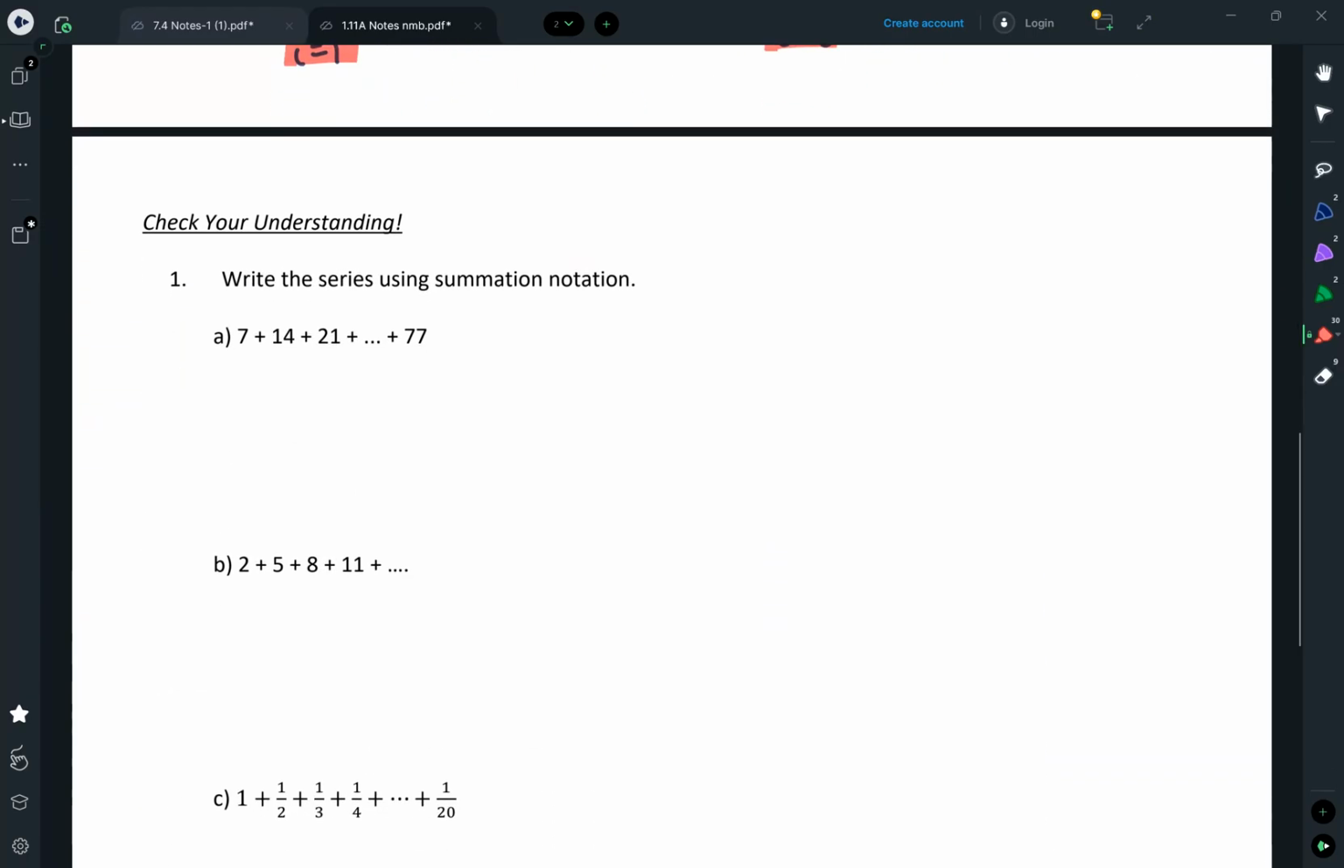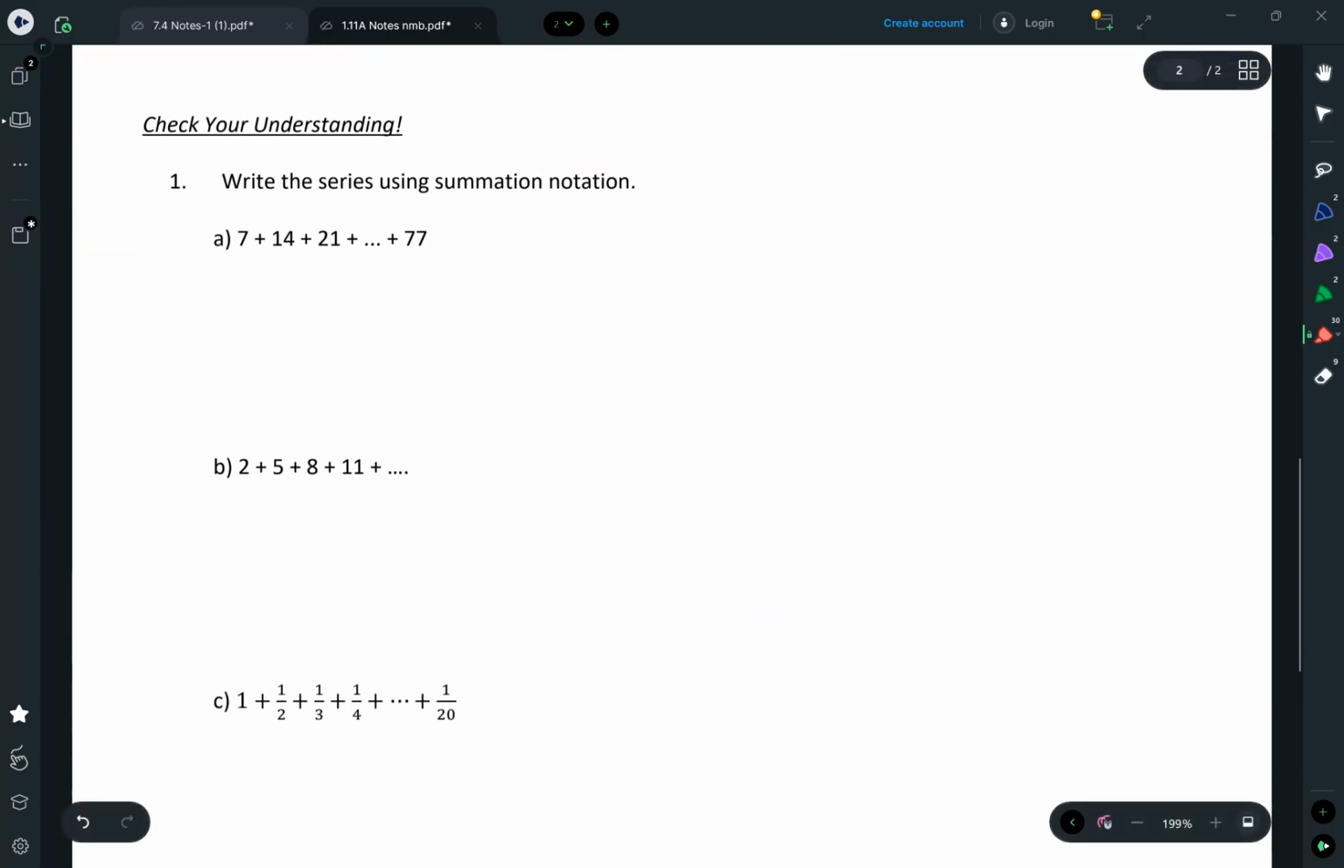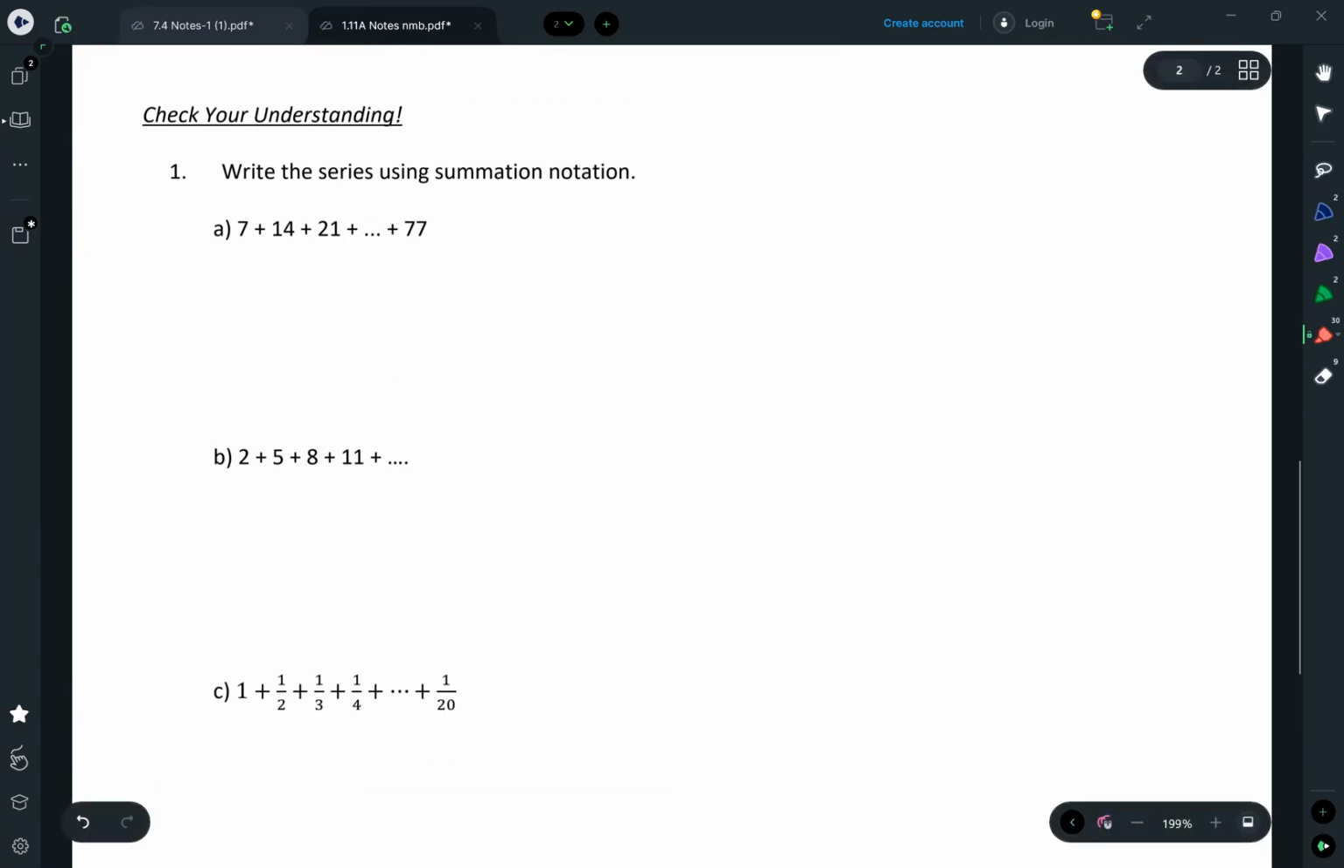So we're going to practice this some more, writing a series with summation notation. These are the ones that you're practicing on your own. I think for now you just practice problem 1, and then we check them over. So go ahead and pause the video. When you come back on, I'll explain it.